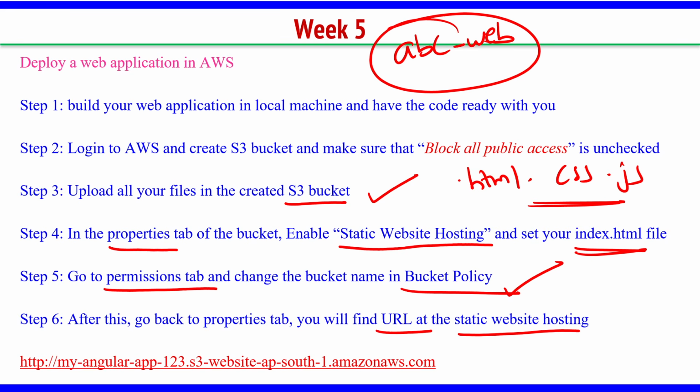After you change the bucket policy, go back to the properties tab and you will find a URL something like this. See here, my Angular app 123.s3-website. So, this URL will be there.